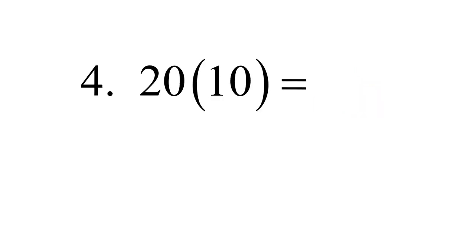20 times 10, that's the next one. There's nothing in between, so that means I have to multiply. 20 is positive. 10 is positive. They have an invisible plus. Let me just put that so you can see it. Positive, positive. So when the numbers have the same sign, the answer is positive. Positive times a positive, same sign, is positive. 10 times 20 is 200.